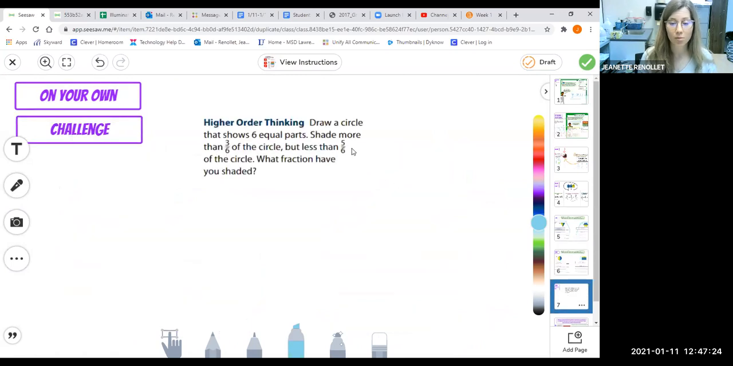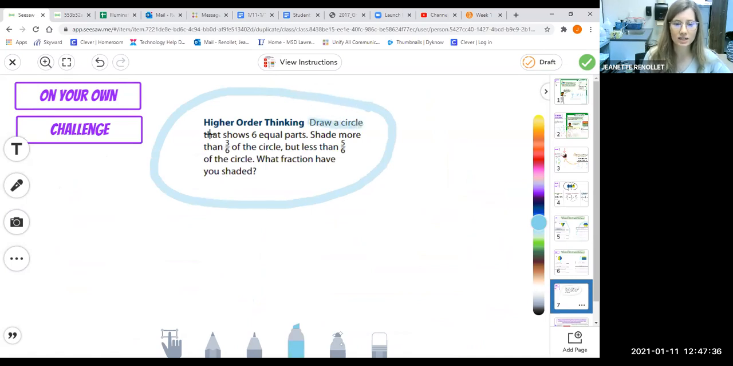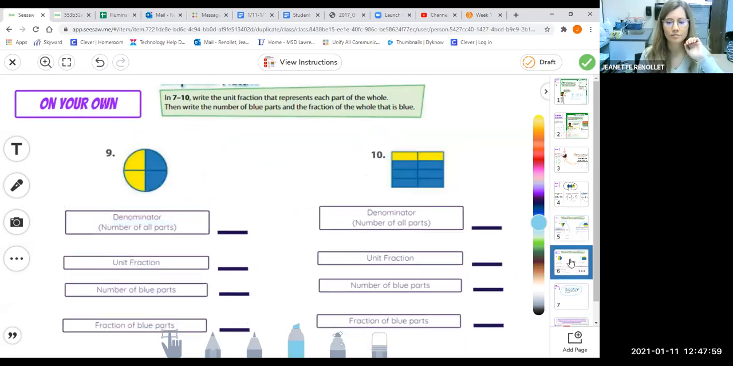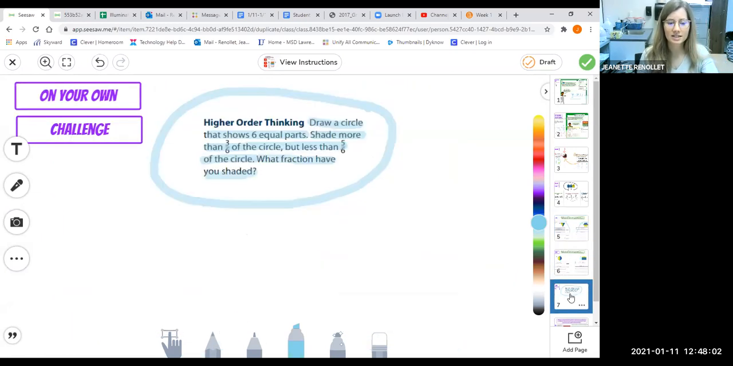When you get to slide number 7, this is more of a challenge. It asks you to create a model by drawing a circle that shows 6 equal parts. Shade more than 3/6 of a circle, but less than 5/6 of a circle. Then you're supposed to answer, what fraction have you shaded? I would like all students to do pages 5, 6, and 7 on your own today.